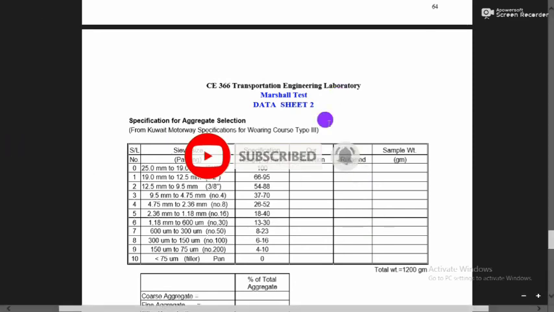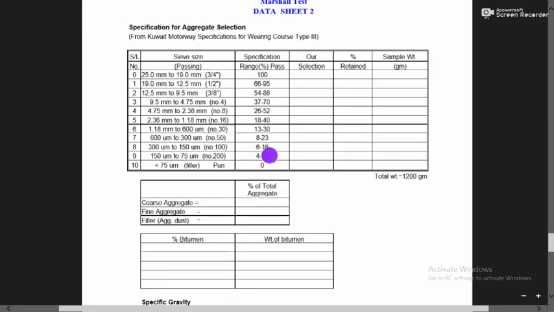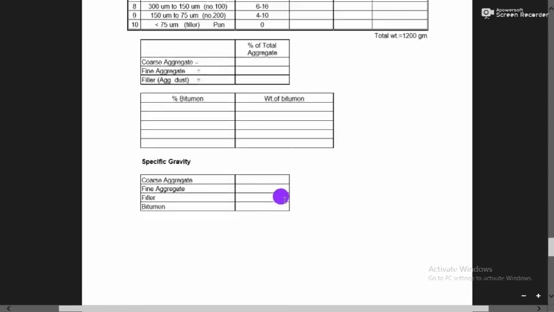Transportation Engineering Laboratory, Marshall Test Data Set 1. Specific gravity of the aggregate selection from the Kuwait motorway specification of the wearing course type: coarse aggregate, fine aggregate, filler aggregate, dust of the bitumen, specific gravity of coarse.